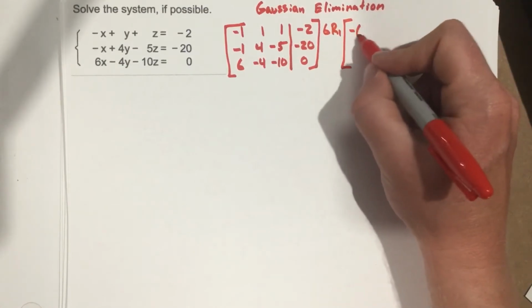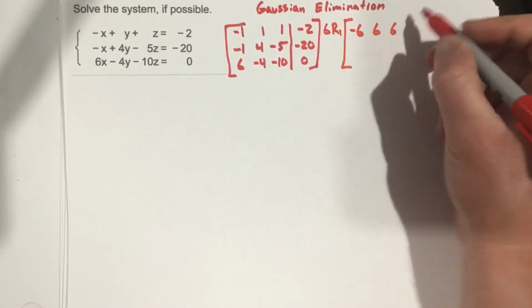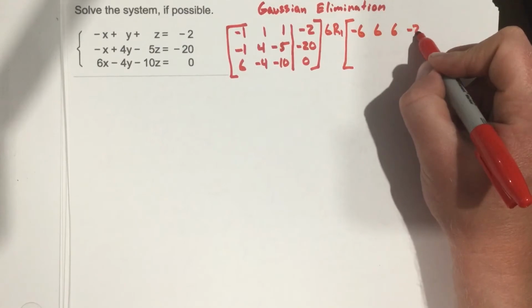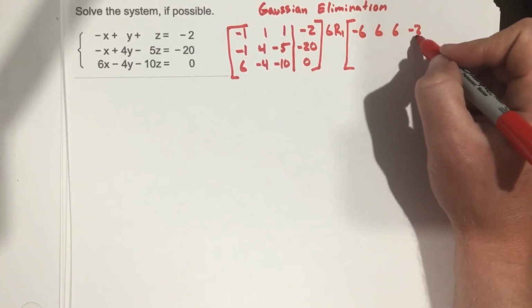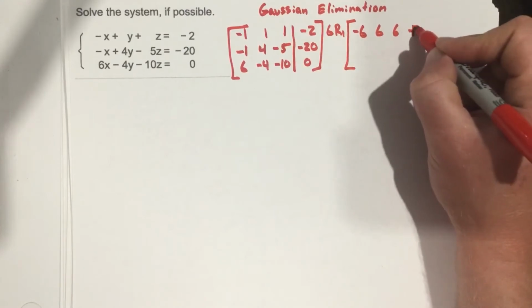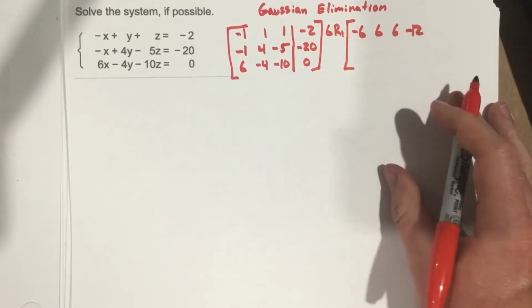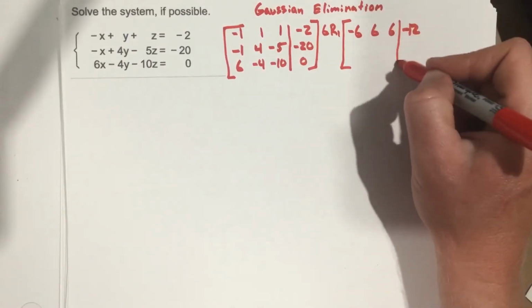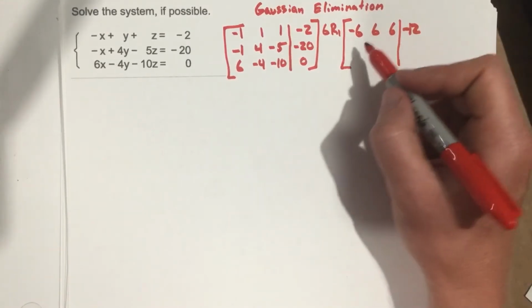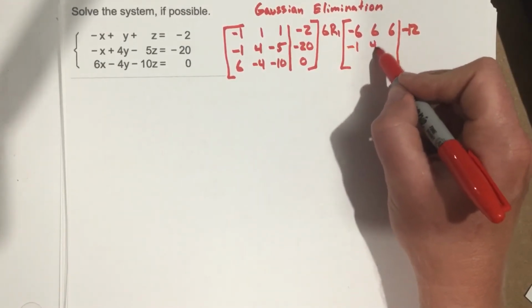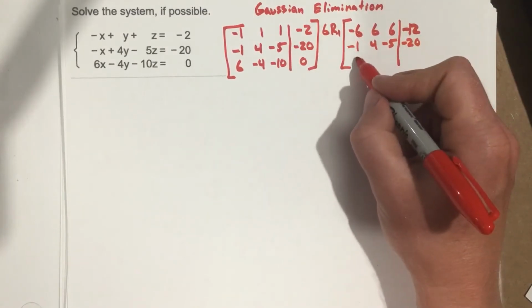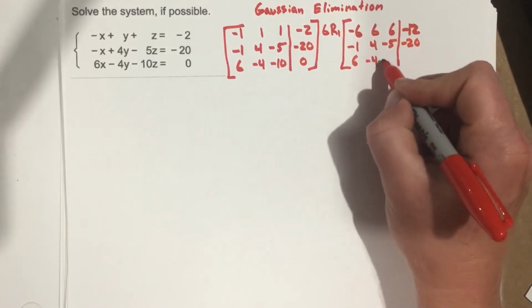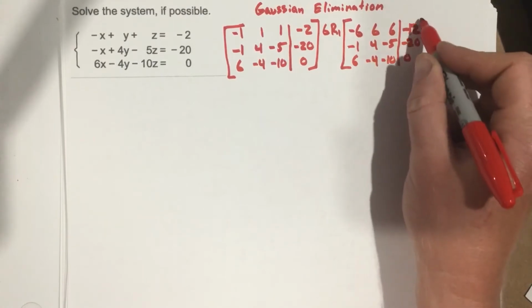That's going to give you -6, 6, 6, -2. Nope. Multiplied -2 by 6, so that's -12. And then the middle row is still -1, 4, -5, -20. Bottom row is 6, -4, -10, 0.